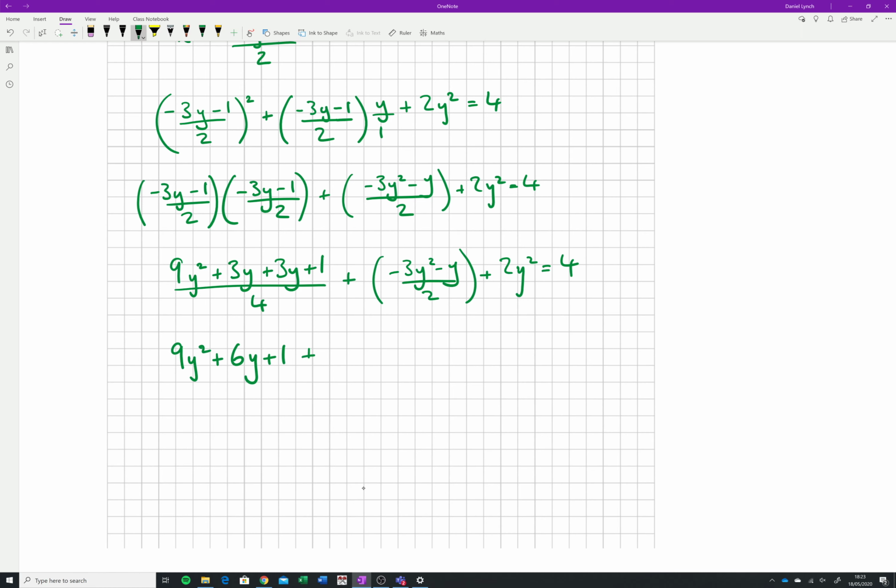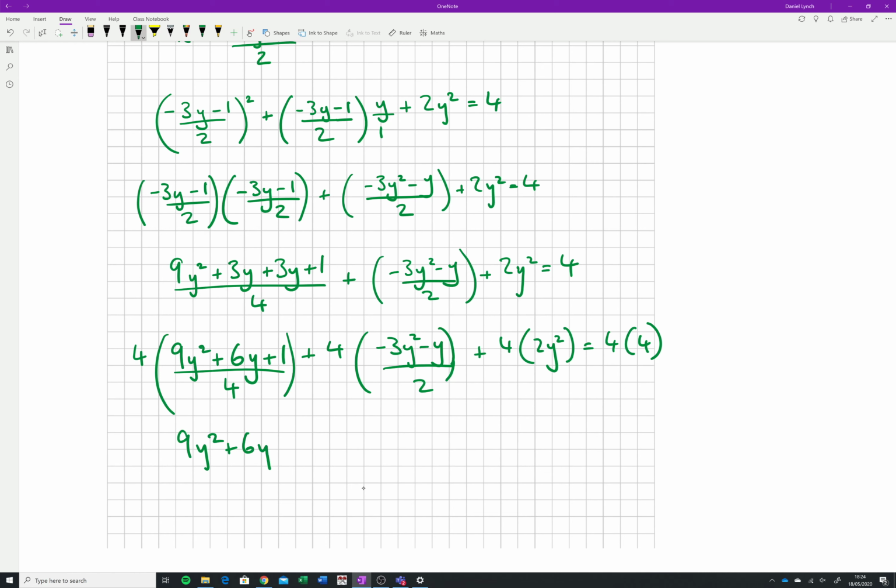In fact, maybe I should do the other one slowly. We're doing 4 times this plus 4 times this thing here plus 4 times that thing there is equal to 4 times that thing. Why have I picked 4? Because all of the fractions divide in. 4 divides into 4 to leave 1. So you've one amount of 9y squared plus 6y plus 1. 2 divides into 4 twice. So you've 2 amounts of minus 3y squared minus y. This is simply 8y squared, and this is simply 16.